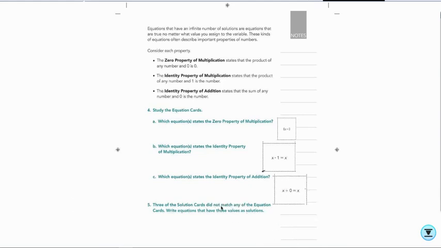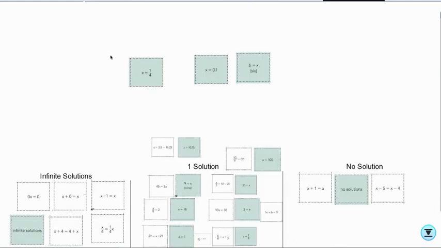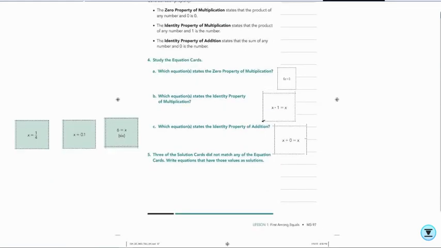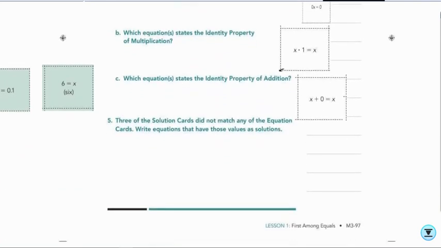3 of the solution cards did not match. It says write equations that make those values solutions. And so if we go back and we get our solution cards, these are my solution cards that didn't match, and I need to write an equation that will match with these solutions. So let's figure it out. So we have a 1/4, a 0.1, and a 6.